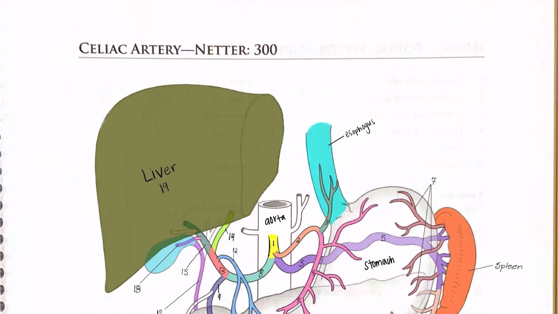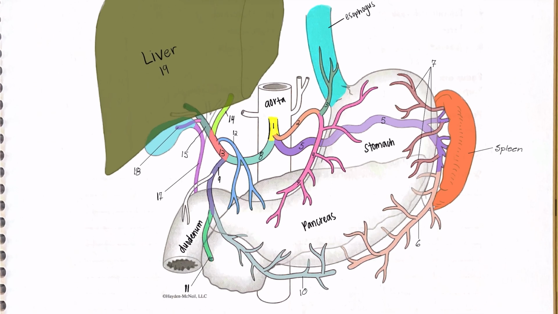Hey everyone, in this video we're going to be covering the celiac artery. We're going to be covering basically the arteries that come off of the celiac trunk. We'll also cover parts of the stomach and parts of the gallbladder in the later part of this. So let's dive in and look at it.